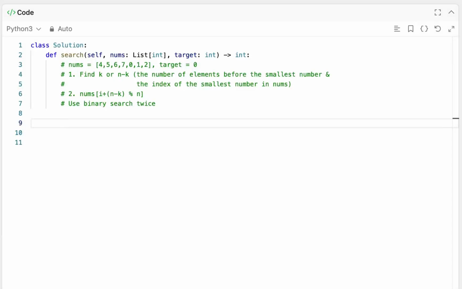Now that I do have the solution, let me code this one.